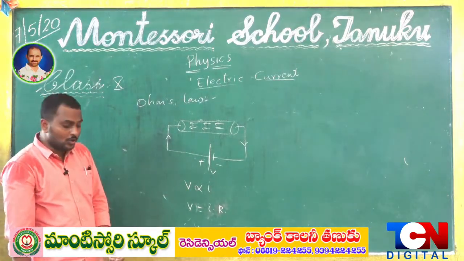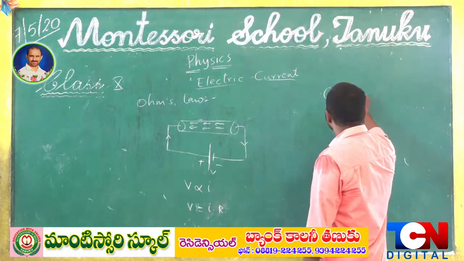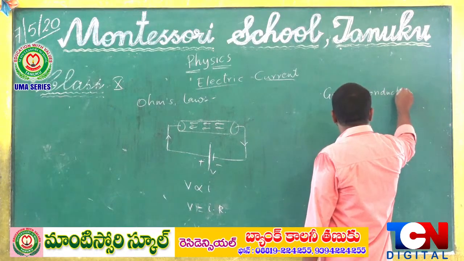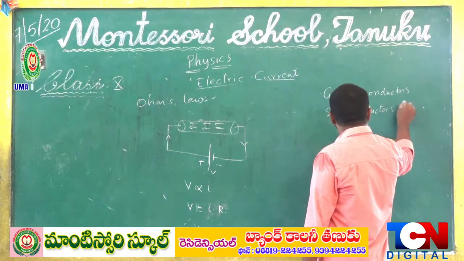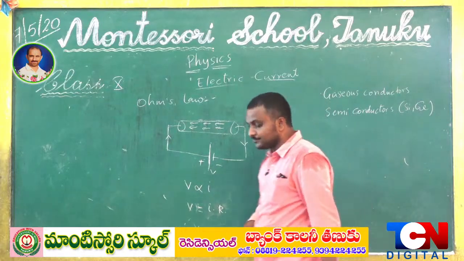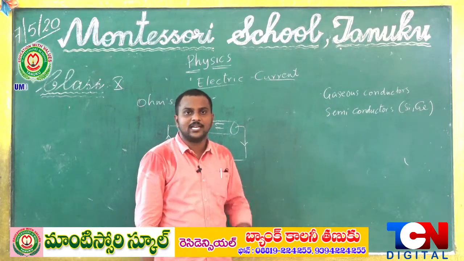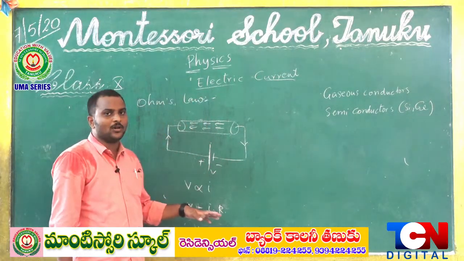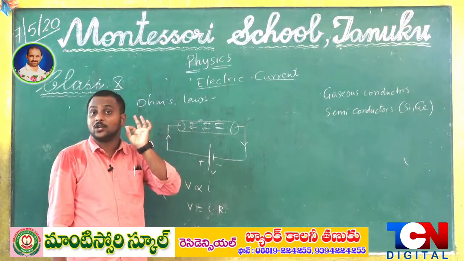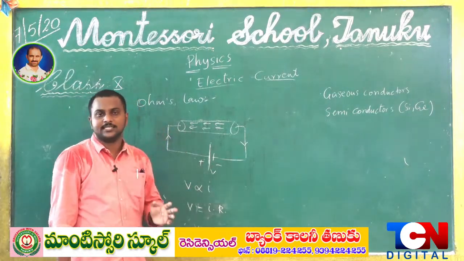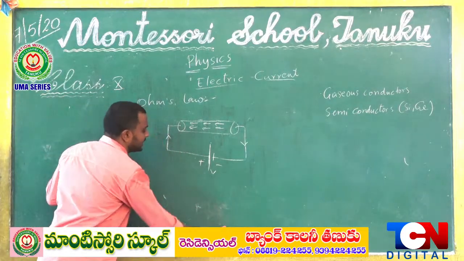We have some limitations of Ohm's law. Ohm's law is not valid for gaseous conductors. It is not valid for semiconductors like silicon and germanium. It is not valid for complex circuits. And Ohm's law is valid only at constant temperature, as the definition itself states. So these are the limitations of Ohm's law, and we have an activity to prove it.